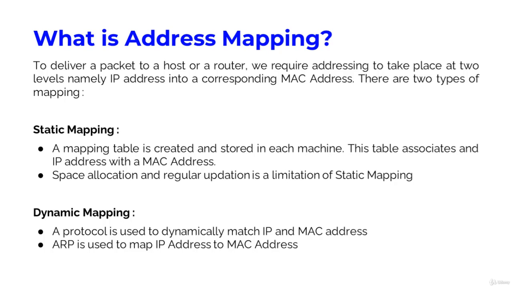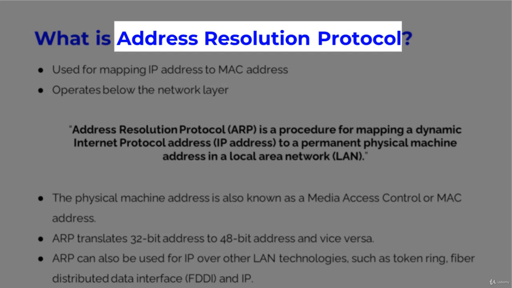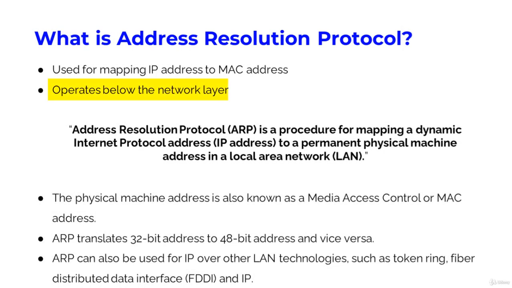And this is where dynamic mapping comes into the picture. In dynamic mapping, each time a device knows one of the two addresses, that is IP address or MAC address, it can use a protocol to find the other one. And that protocol is nothing but ARP. It is a network layer protocol used for address resolution, or in simple words, address mapping in TCP/IP. So now once we have discussed address mapping, we will now see what is Address Resolution Protocol.